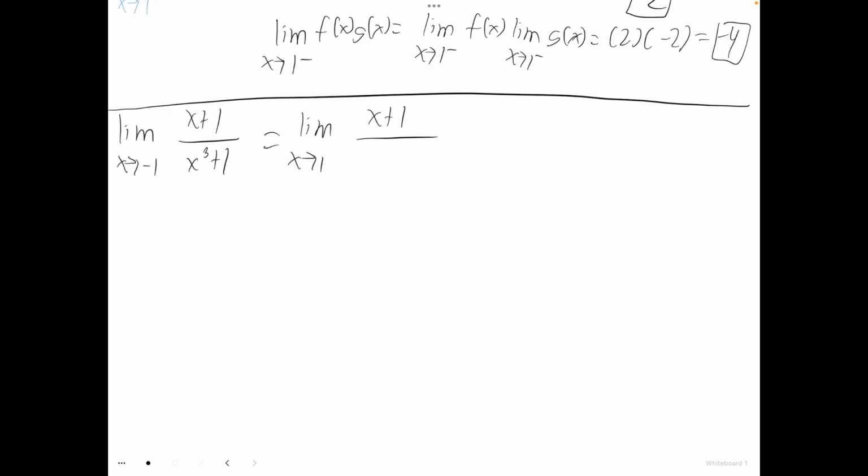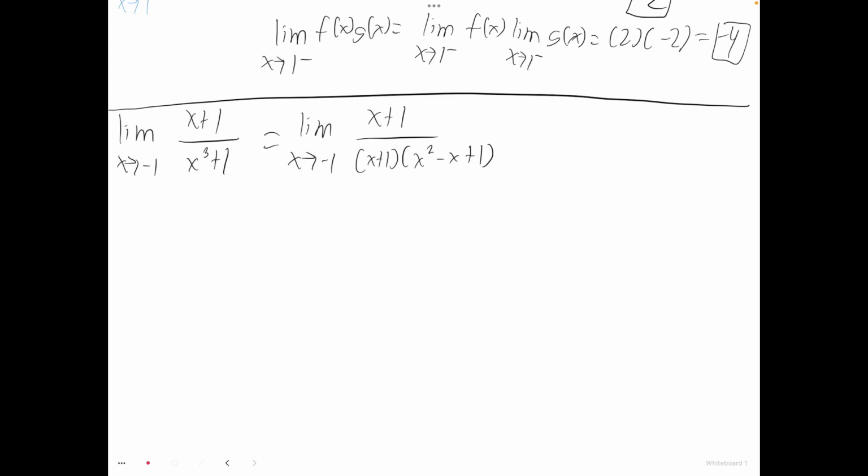And so we have the limit as x goes to, not 1, negative 1 of x plus 1, and then factoring the bottom, x cubed plus 1 factors as x plus 1 times x squared minus x plus 1.